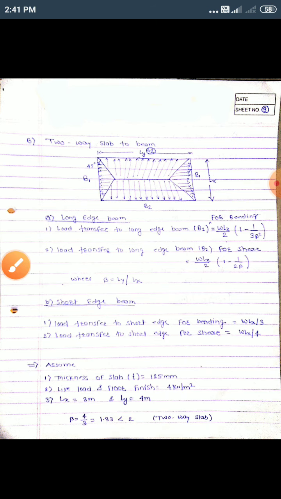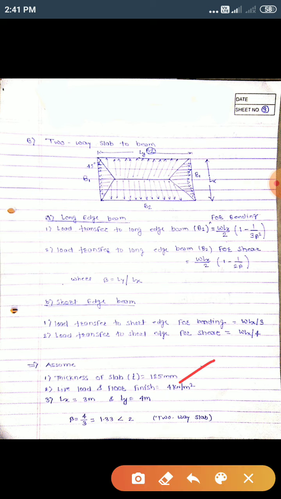Now see here, our assumption is that the thickness of slab is 125. We are assuming only one slab, so the thickness is 125. Suppose live load and floor finish, again we are considering 4 kilonewton per meter square. Actually, this live load and floor finish you can consider as per IS 875 part 2 and part 1, or you can consider as per your project. Now here we have assumed only 4 kilonewton per meter square. These are our assumptions. Friends, do not consider this load always for your slab.